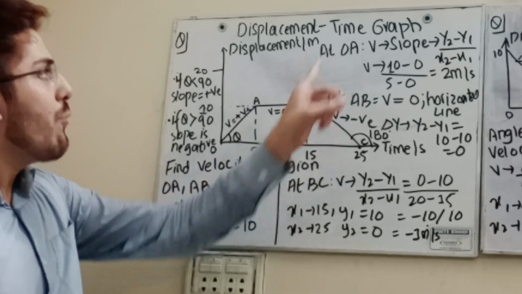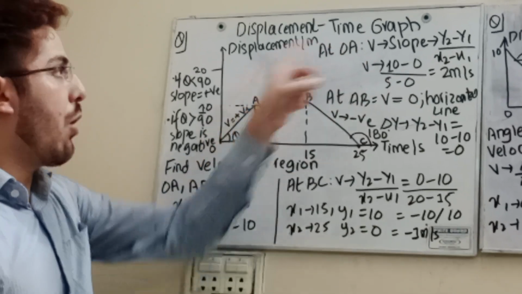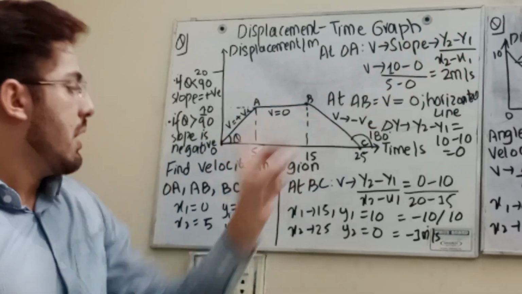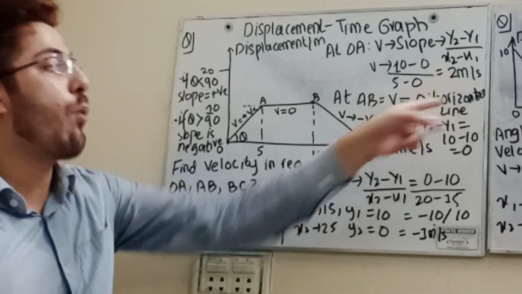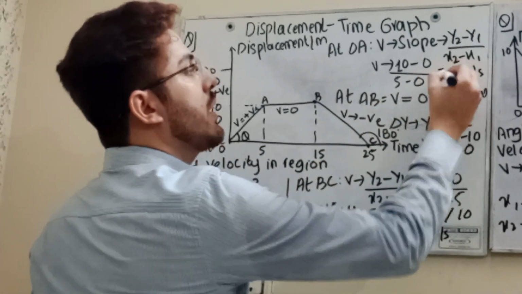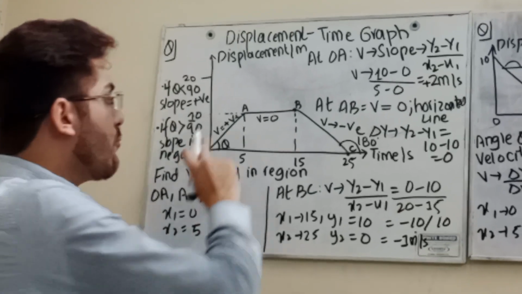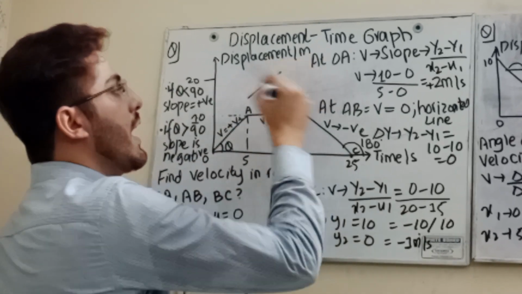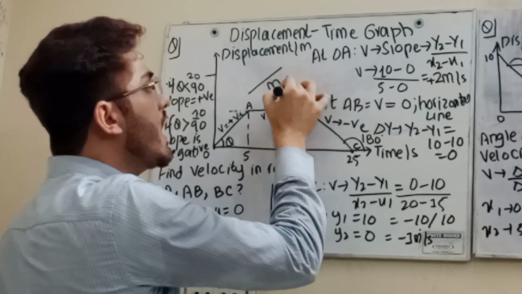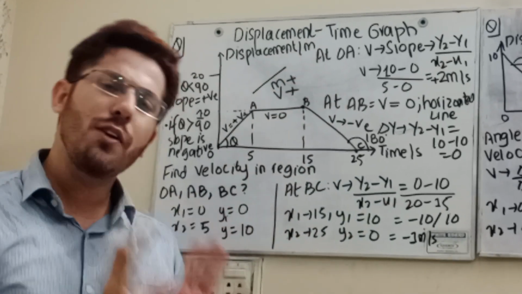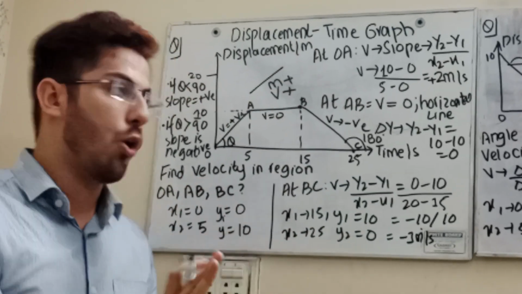Now we are going to apply the formula. y2 minus y1, 10 minus 0, 5 minus 0. I got the answer positive. Speed I am getting positive. Always, my student, if you see this line, it means the slope will be positive and speed will always be positive. Always remember, constant, uniform, always.